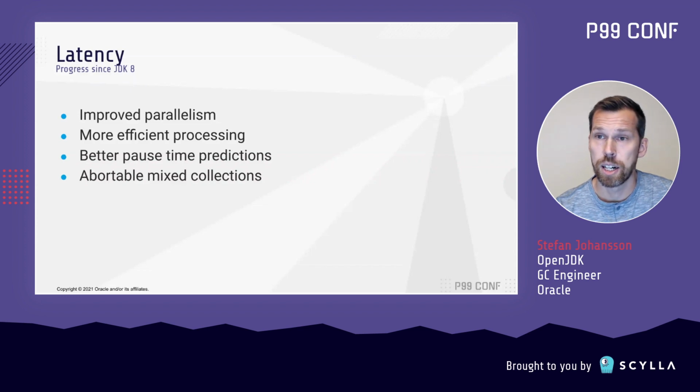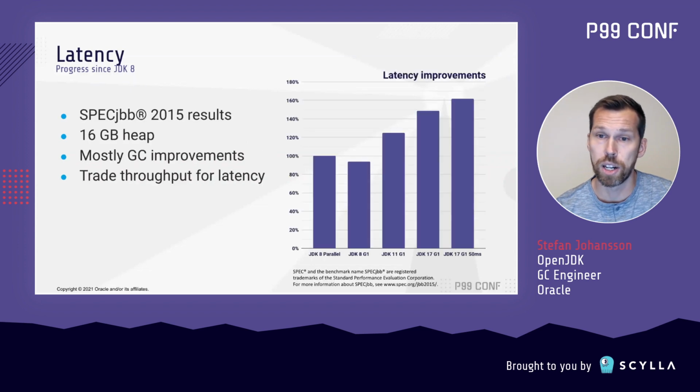Let's see how this has improved when it comes to the latency score, or the throughput score with latency requirements from SpecJBB. As you can see here, the improvements are quite significant. Compared to JDK 8, the score we get with JDK 17 is almost 50% better. And this is at least heavily impacted by the improvements we've done with G1 in the GC, because most of the latency in the Java platform comes from GC pauses.